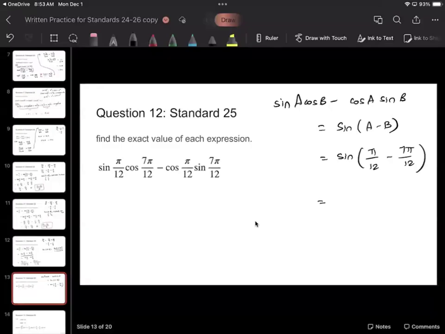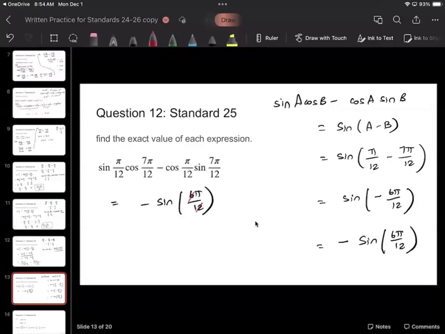Now, when you subtract this, what do you get? You will get negative 6 pi over 12 because 1 minus 7 is negative 6. Now, sine is an odd function, which means sine of a negative angle is the same as negative sine of the positive angle. So this is equal to negative sine of 6 pi over 12. Now, what is 6 pi over 12? It's nothing but 1 half pi, correct? So this is negative sine pi over 2. We all know what sine pi over 2 is. It's 1. So we have negative of 1, which is negative 1.